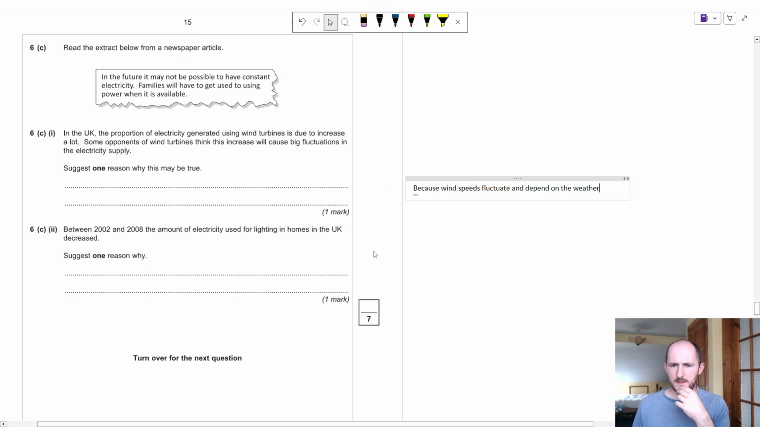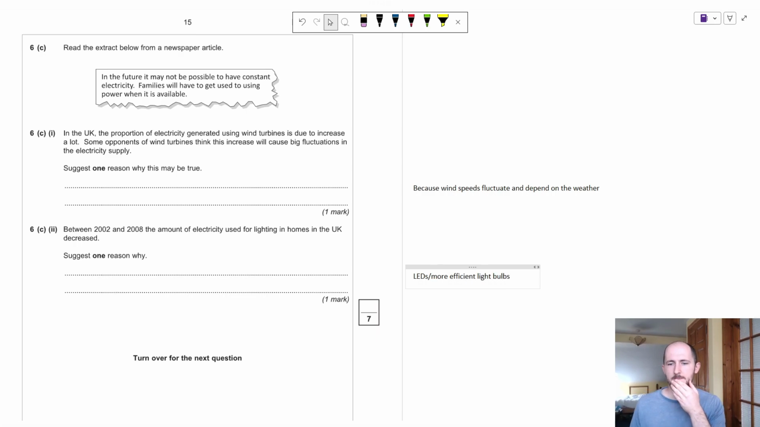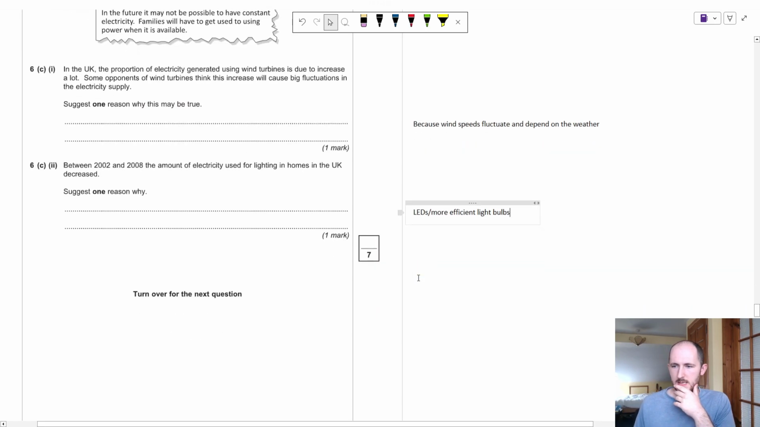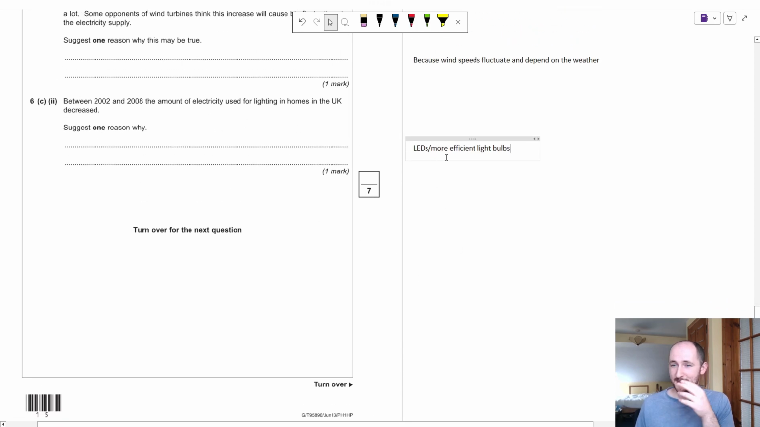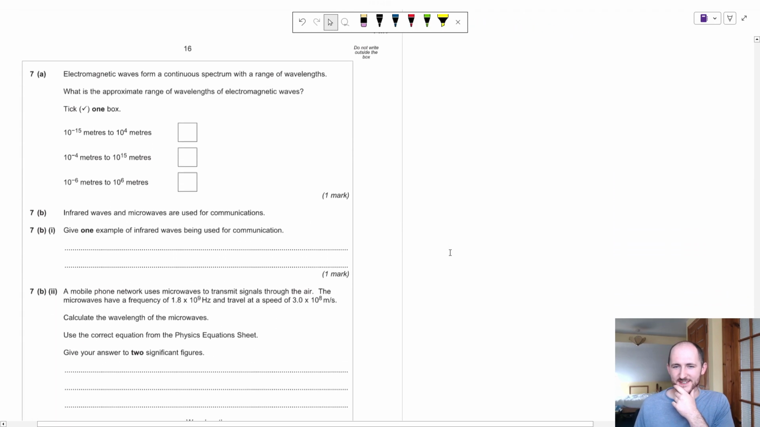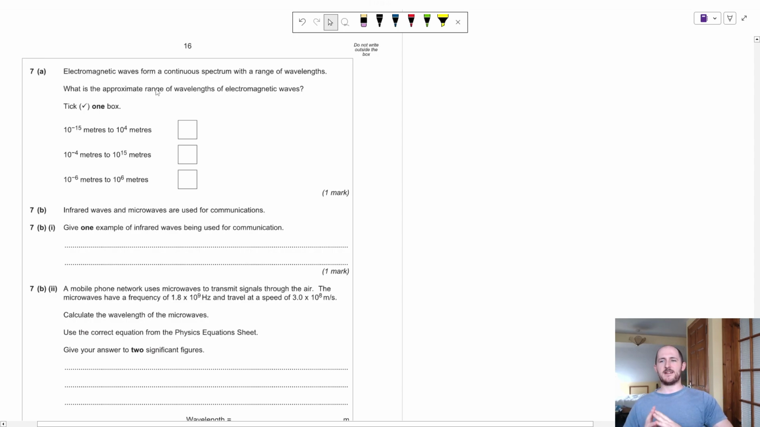Cool. Between 2002 and 2008, the amount of electricity... Oh, LEDs / more efficient light bulbs. Yeah. Cool. Damn, back when filament bulbs were a big thing. Alright. Electromagnetic waves form a continuous spectrum with a range of wavelengths.